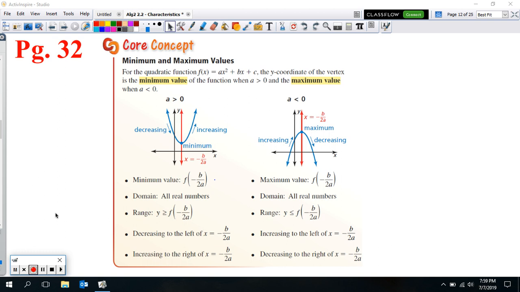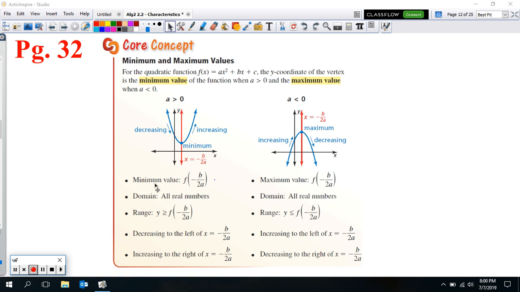Okay, on page 32, you'll see this core concept. It's titled maximum and minimum values. Those are in the vocabulary, but you don't need to write those down because you have a core concept with these here, so it's kind of redundant to write them down over the vocabulary. But we do want to go through each of these bullet points and understand what these are going to be, because on problems we're going to have to state each one of these.